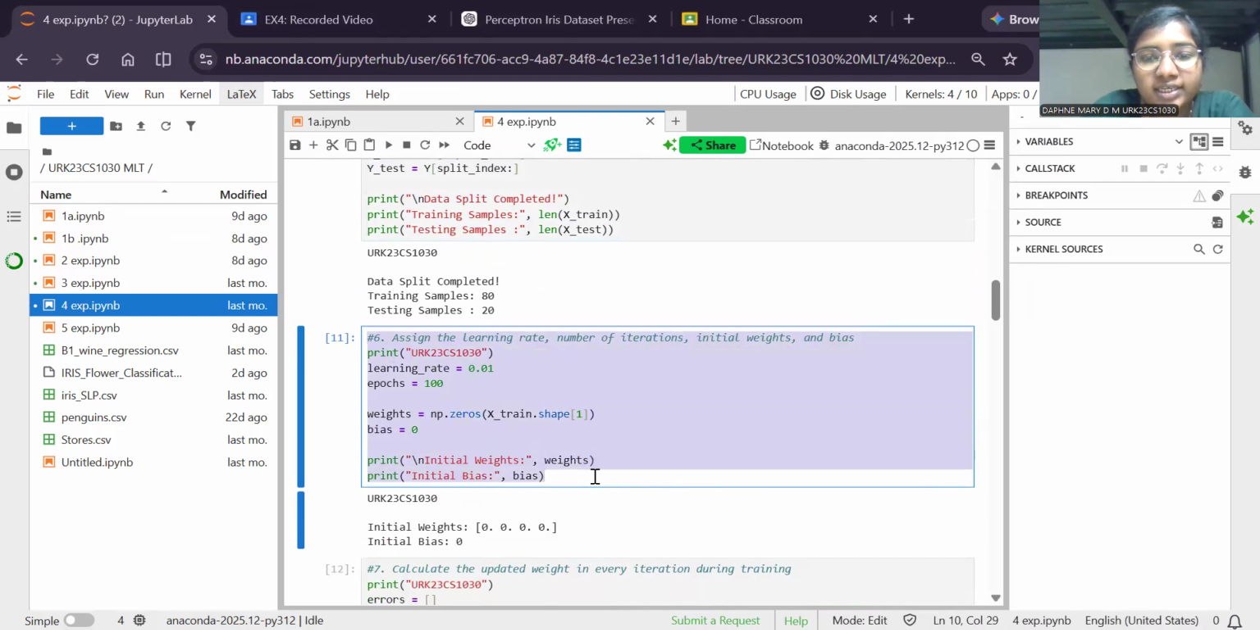The sixth step is initialization of parameters. Here we initialize the parameters required for the training. Learning rate is equal to 0.01. Number of iterations is equal to 100. Initial weight is equal to 0. Bias is equal to 0. These parameters control how the model learns.